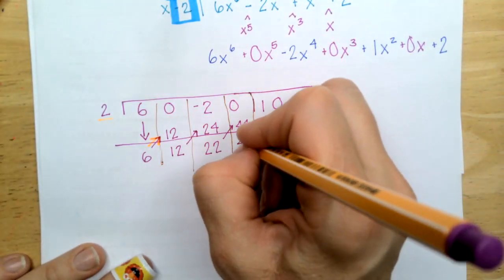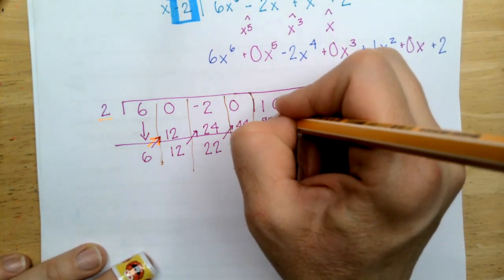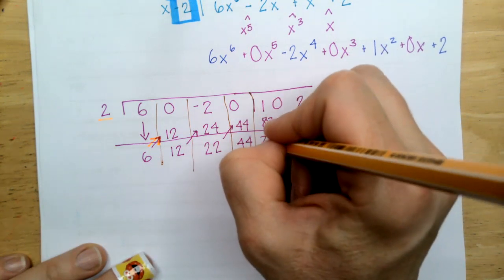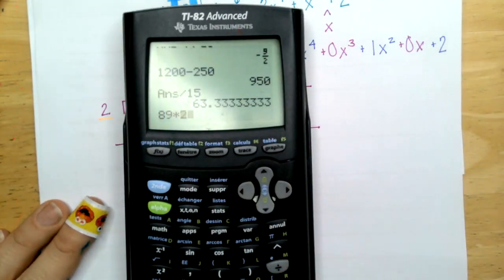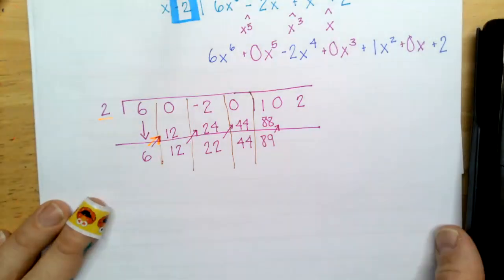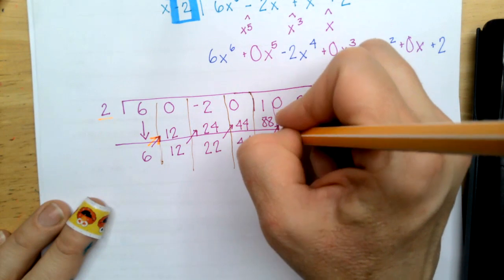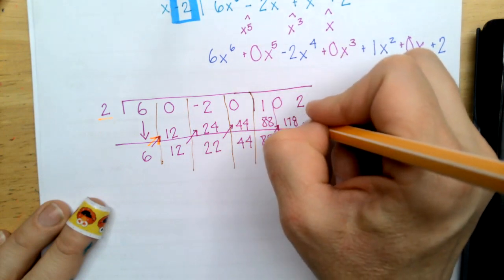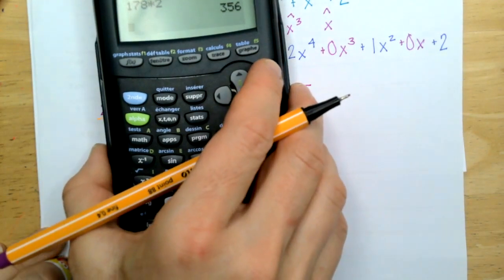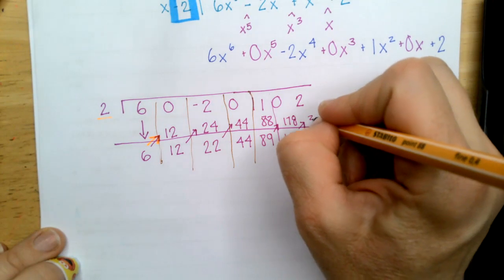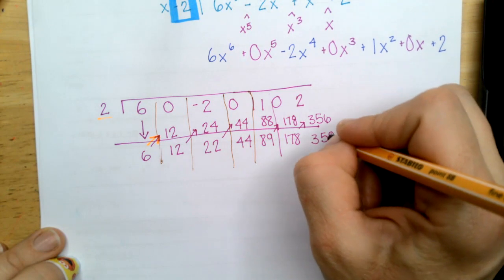That was a 1. 0 and 44 is just a 44. 44, we're now going to multiply by 2. 44 times 2 is 88. 88 plus 1 is 89. 89 times 2 is 178. 178 plus 0, 178. That times 2 is 356. And then you're going to add 2 to that, so that's 358.